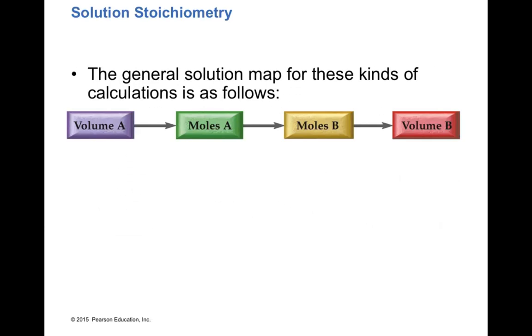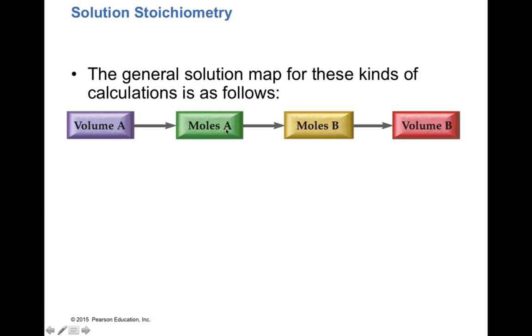So, in other words, as we saw before, we can use a general solution map. We start with the volume of A, one compound, and then we need to change this to moles. Volume, liters, moles. So what do we need here to change from volume to moles? What conversion factor can we use here? That conversion factor is the molarity. Remember, molarity is moles over liter of volume. So if we need to turn volumes into moles, we need to use the molarity.